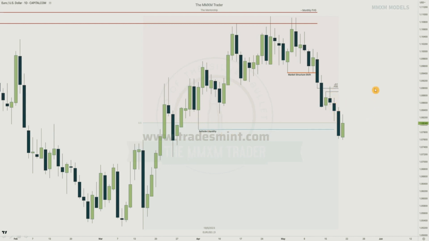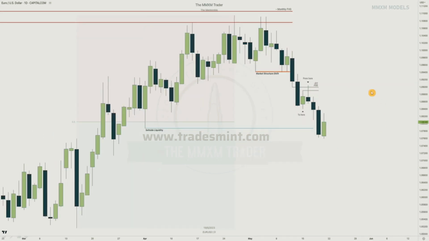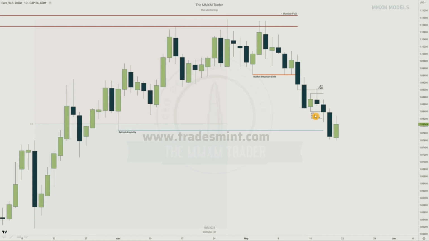So if we use that daily PD array, what kind of structure do we need to use? Right, 1 hour structure, right? So from this high until this low, we can find our potential market maker sell model forming, and the daily order flow is in line with this idea. And the market maker sell model on the 1 hour is completed once we liquidate this low and eventually take out this one on the daily time frame.